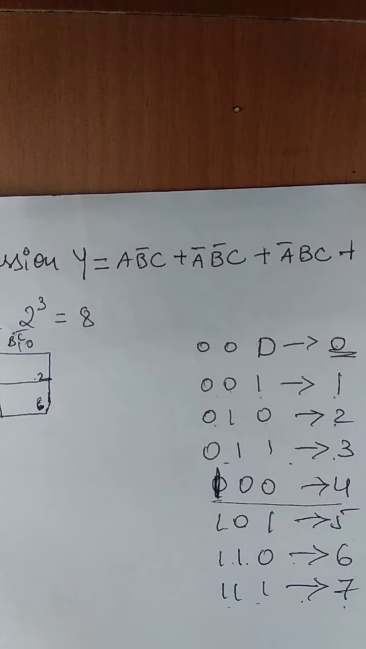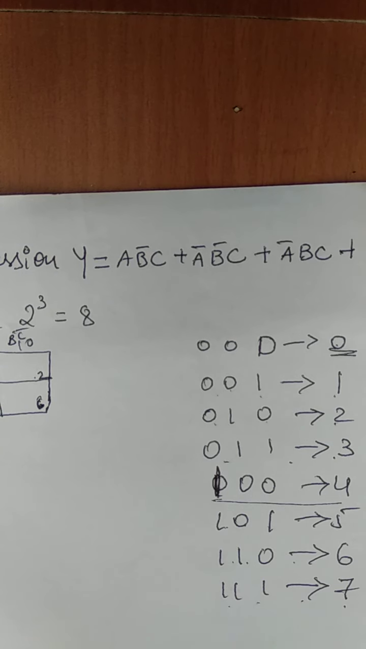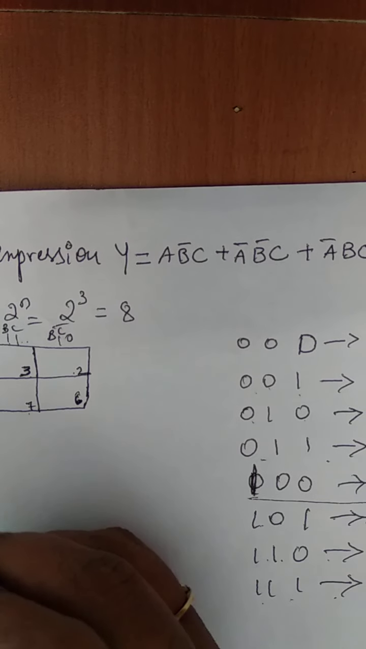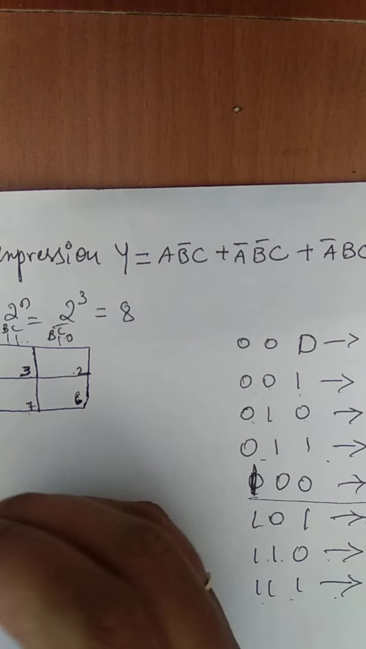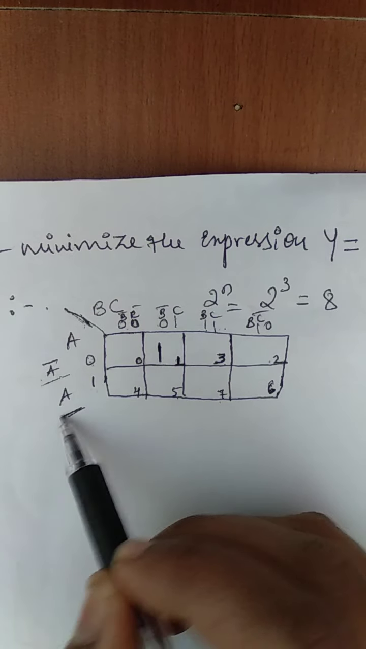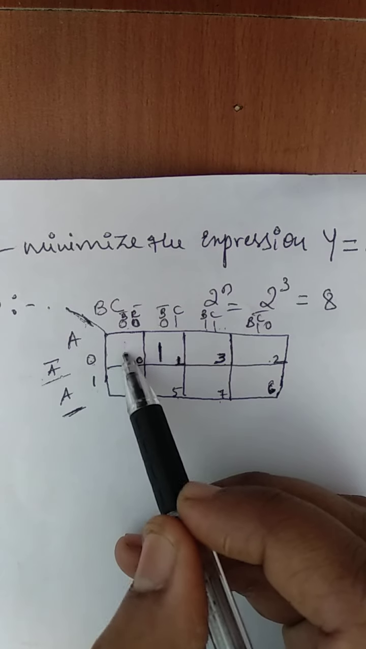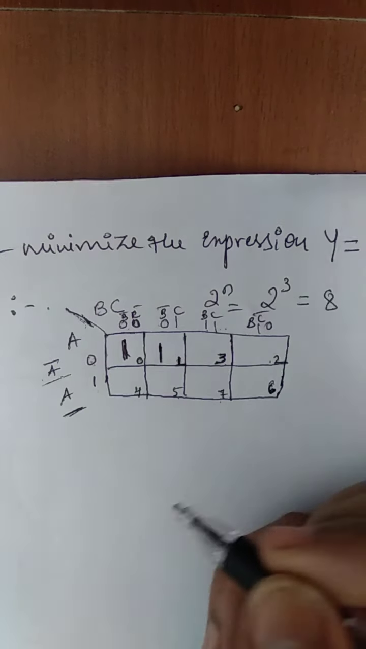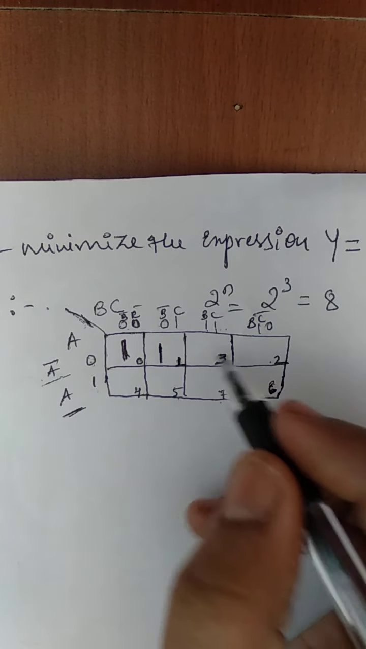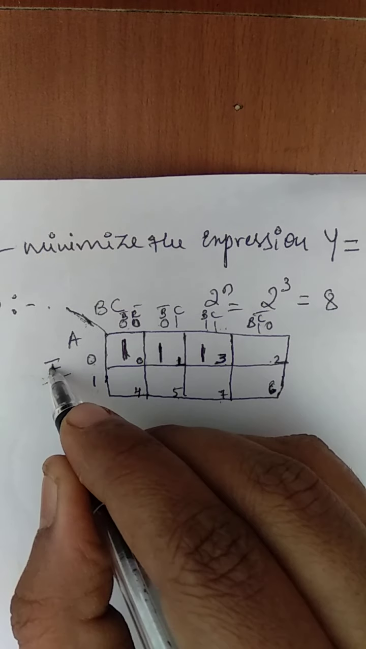And next, A bar, B bar and C bar. So where it will come? So 0 is representing A bar, 1 is A. So A bar, B bar, C bar will come here. So next they have given us A bar, B C. So A bar, B C, where it will come? It will come here. This is A bar and this is B C.